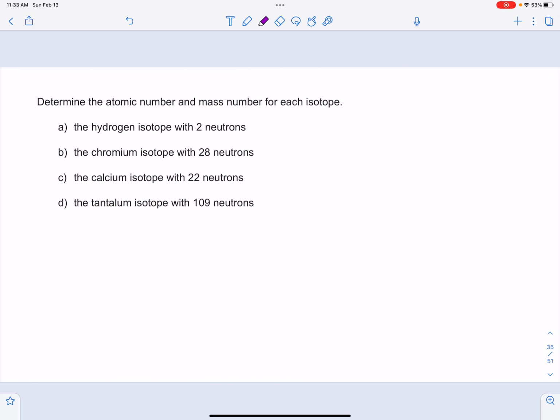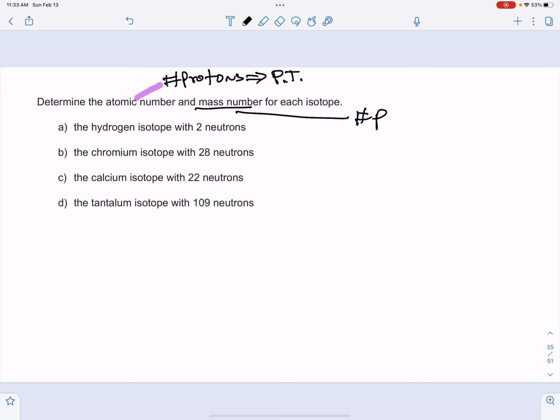Determine the atomic number and the mass number. So atomic number is the number of protons, and we find it on the periodic table. The mass number is the number of protons plus the number of neutrons. So for the first one, hydrogen.